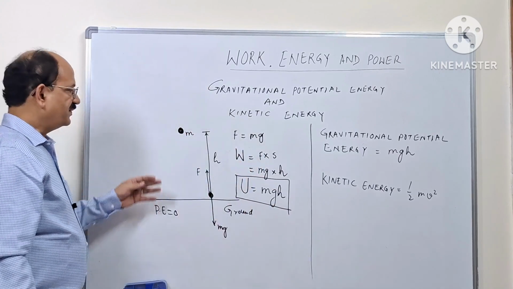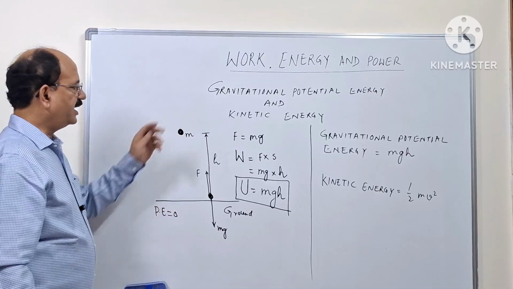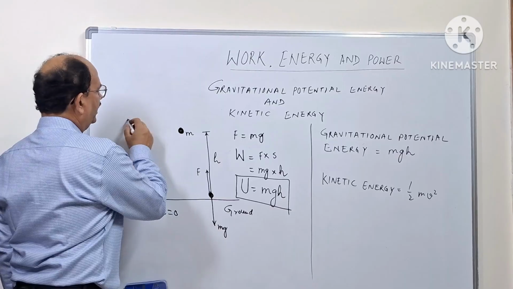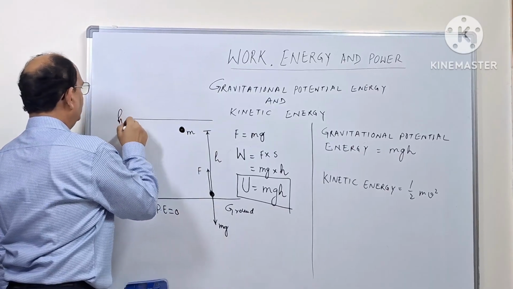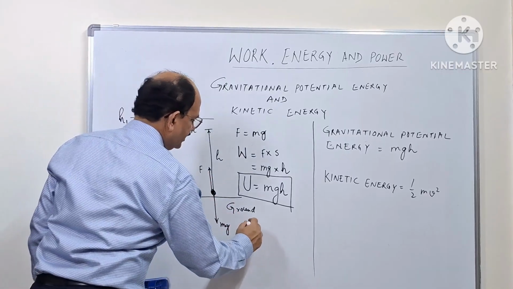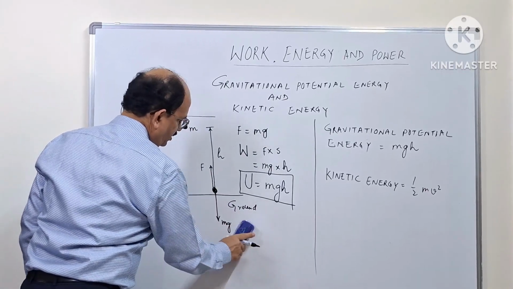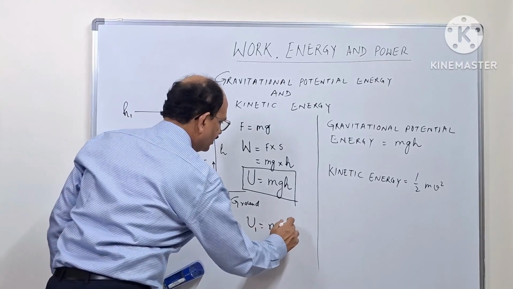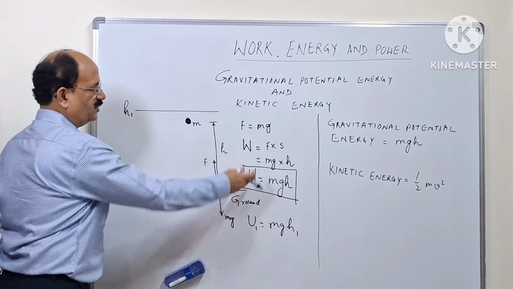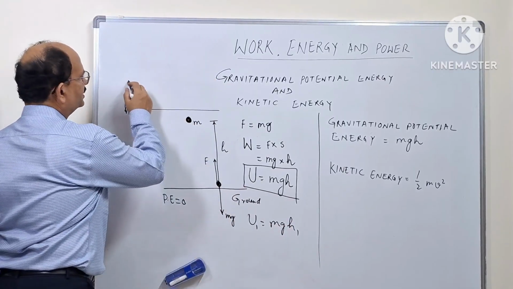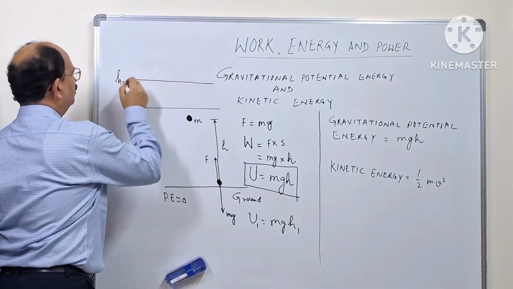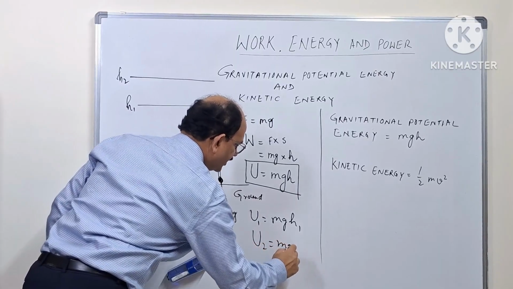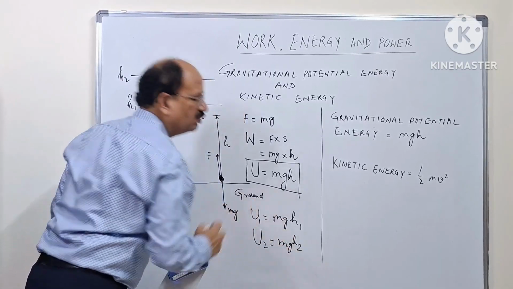So if there is a body which is at height h, its potential energy is mgh. Suppose there is a body at height h1, then its potential energy U1 will be equal to mg times h1, with the same concept. If suppose the body is at height h2, then the gravitational potential energy will be mgh2, right?